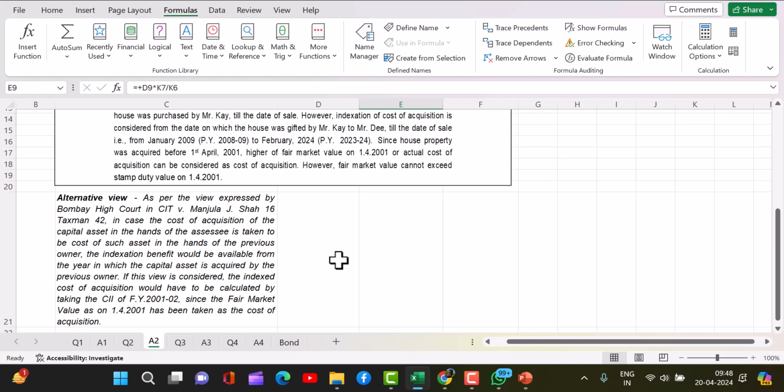So this is what you said actually. Can we take the CII based on 2001-02? I mean, can we apply the index based on 2001-02?